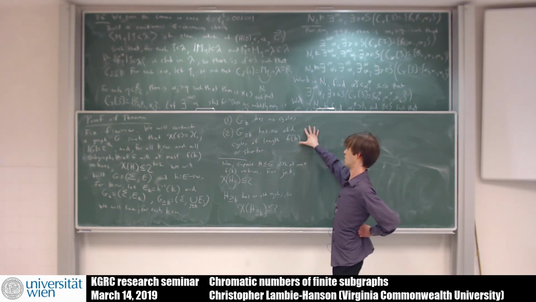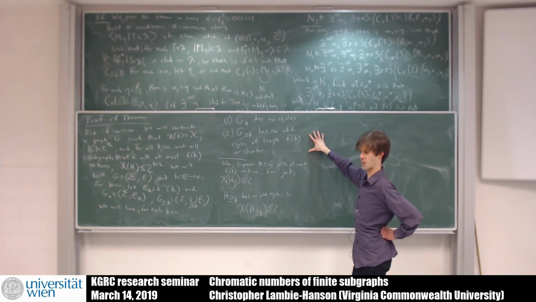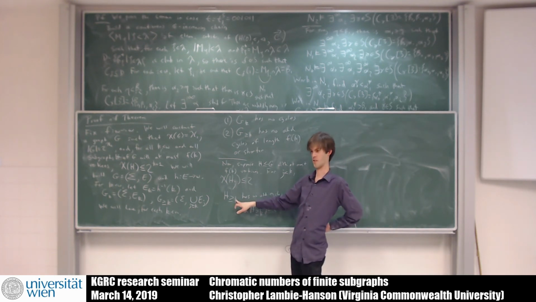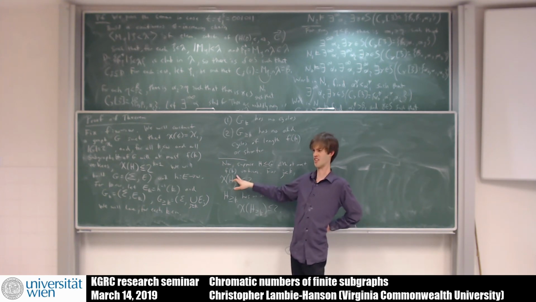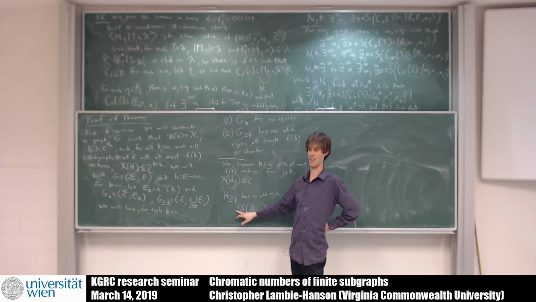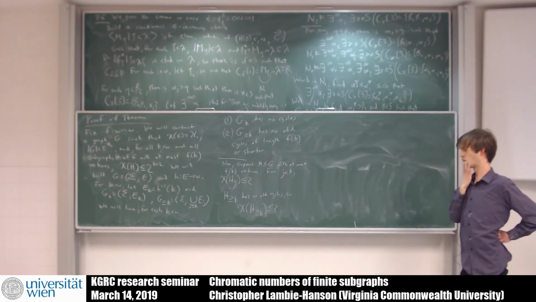Yeah, so G greater than or equal to k has no odd cycles of length f of k or shorter. This is a subgraph of G greater than or equal to k with f of k vertices. So if it had an odd cycle, then that would be a short odd cycle here. Okay, but what does this mean?